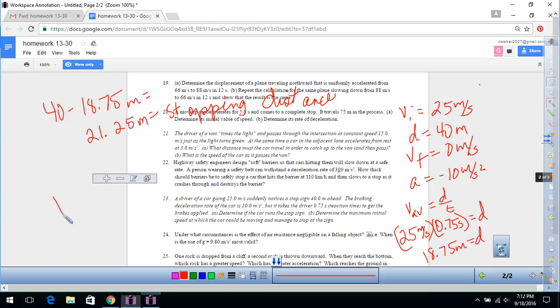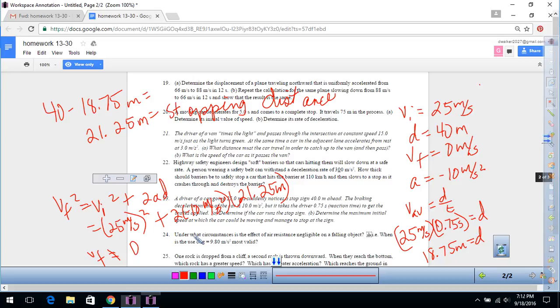Okay, then I said, well, VF squared equals VI squared plus 2AD. So I know his VI was 25. Don't forget to square it. His acceleration was -10. And he had 21.25 meters to stop in. So I checked for his final speed, and it was not 0. So he did not stop at the stop sign.